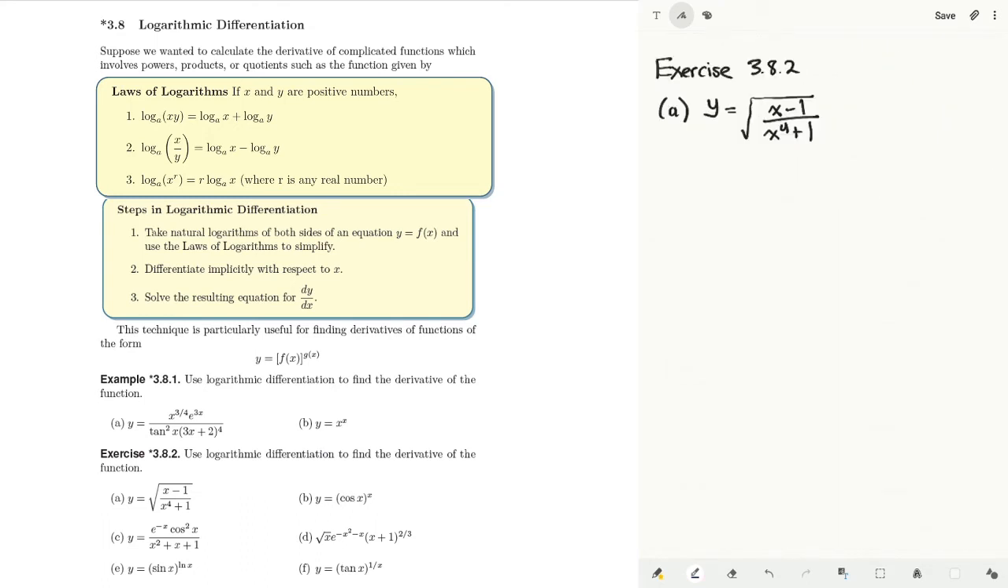So now let's look at more examples of using logarithmic differentiation. So here we have y equals the root of x minus 1 over x to the 4 plus 1. We know that the square root can be written as an exponent. So this is x minus 1 over x to the 4 plus 1 raised to the power of 1/2. So let's use logarithmic differentiation. So we take the log of both sides.